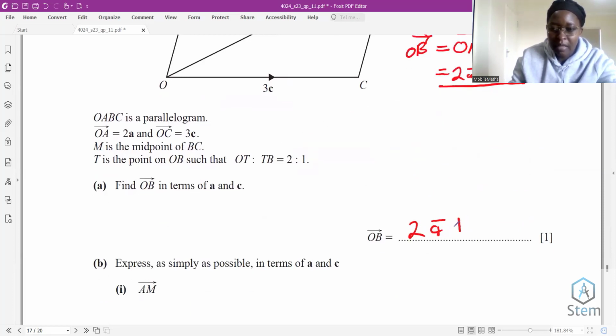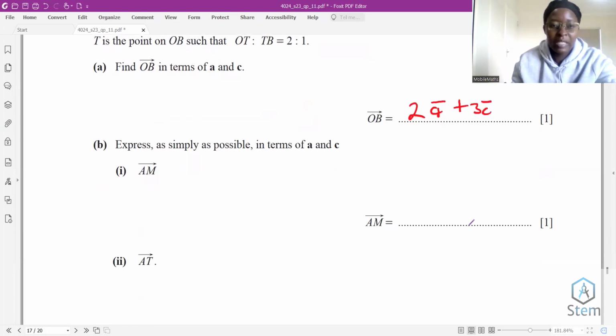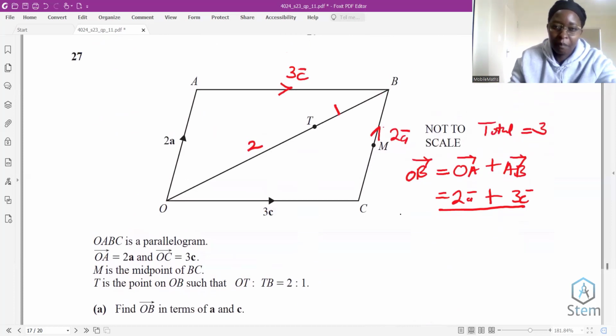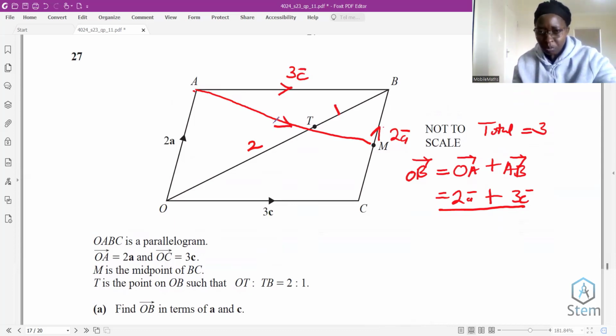2A plus a 3C. Okay, fine. The next question is saying express as simply as possible in terms of A and C, AM. Let's see, where is our AM? Okay, so we are moving from A there to our midpoint M there. So this is the direction. So we can check which route we can follow. You find out the easiest route that I can follow is AB and BM.